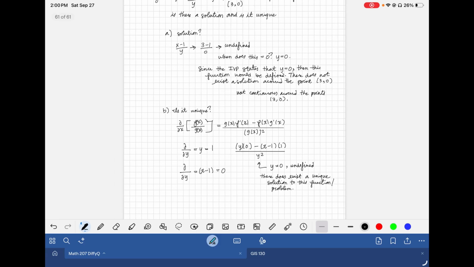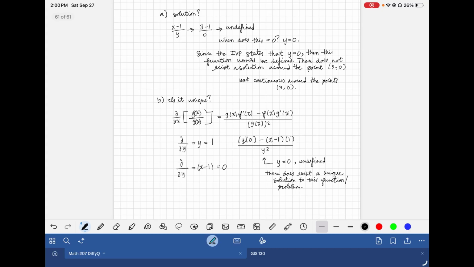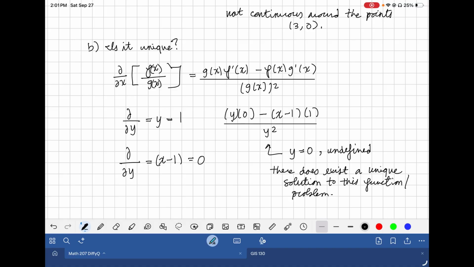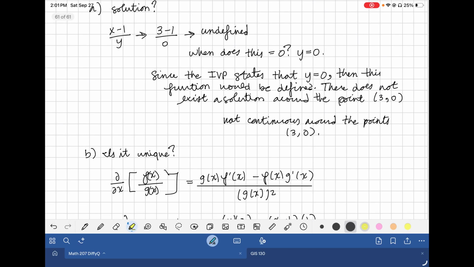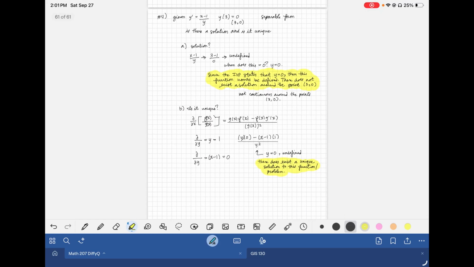So yeah, hopefully I did this one right, that there is no solution because it's undefined. And then also we use the quotient rule here for uniqueness to see if it would give us an answer, but yet we end up with another undefined function. So there is also no uniqueness. I'm just going to go ahead and highlight these. There does not exist a unique solution, and a solution does not exist along those points. All right, and that's number 4.